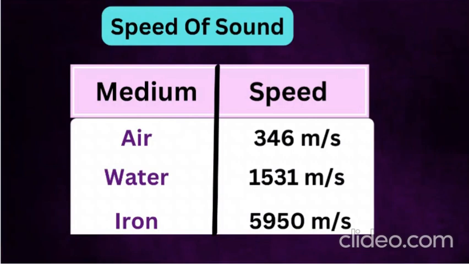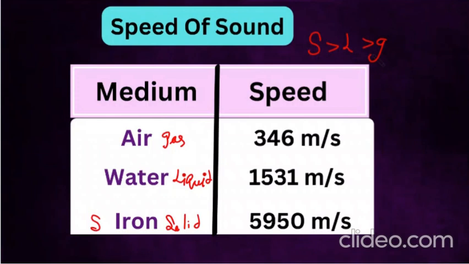Now look over here, as I said, air 346, air क्या है? गैस. वाटर में 1531 मीटर पर सेकेंड, वाटर क्या है? लिक्विड. नेक्स्ट आयरन, आयरन क्या है? Solid. What is it? 5950 meter per second. So you see, in the solid, the speed of sound is greater than in liquid and then in gases. So highest is in solid और सबसे कम speed होती है gases में.